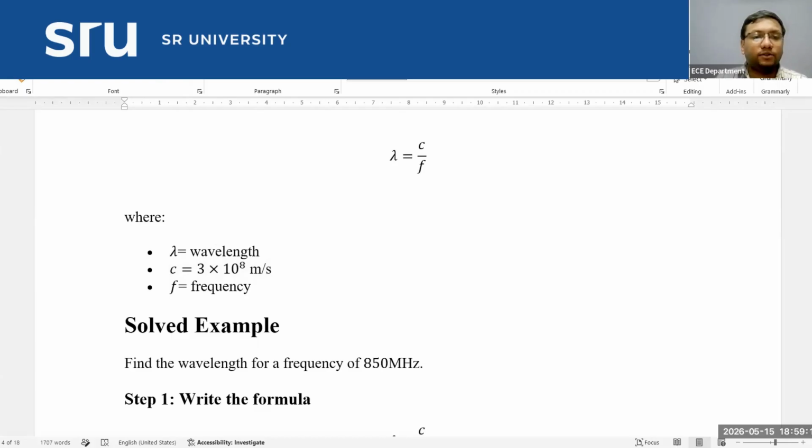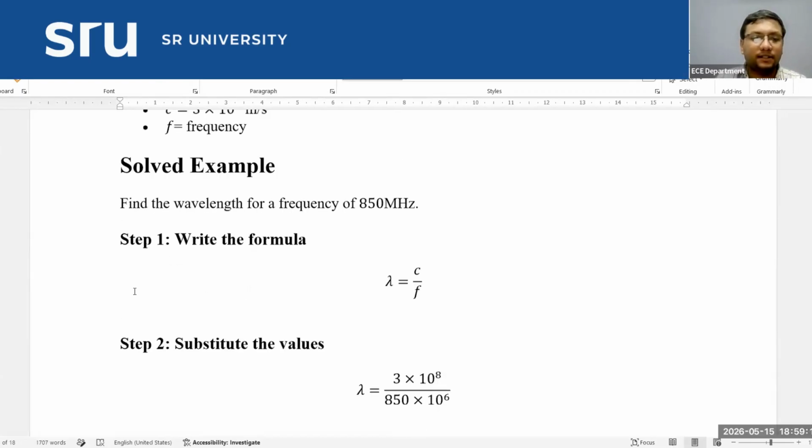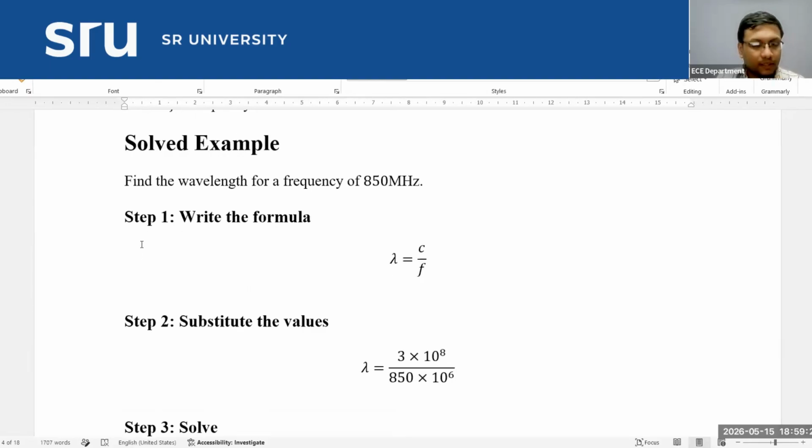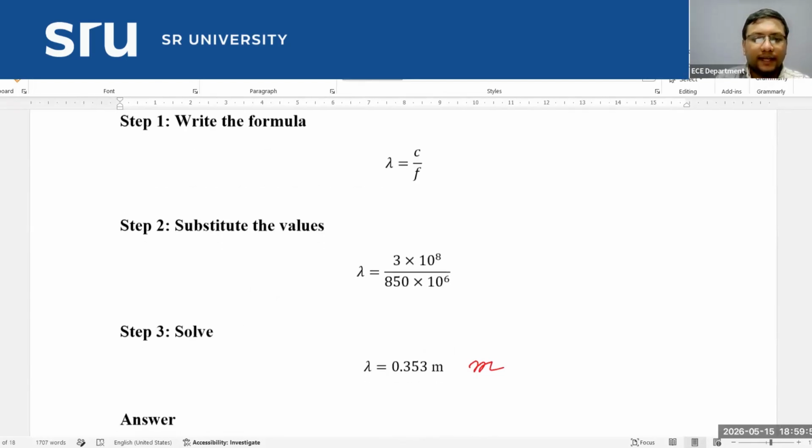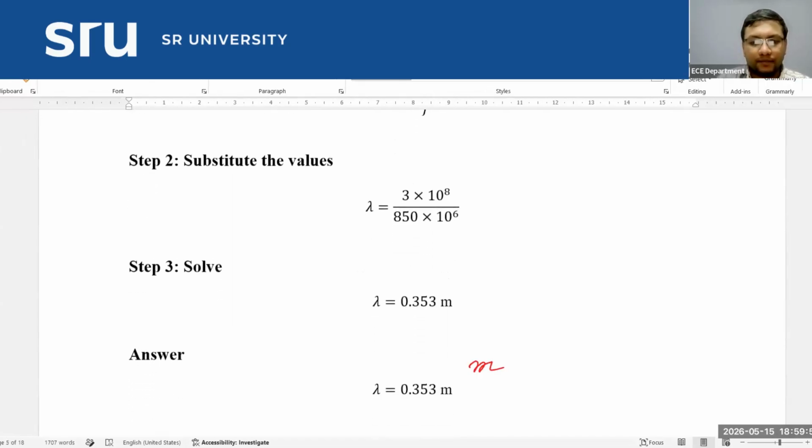So for example, find out the wavelength for a frequency 850 megahertz. So how to do that? We know that c is equal to 3 into 10 to the power 8 meter per second. So I am writing 3 into 10 to the power 8, and 850 megahertz, so 850 into 10 to the power 6. Definitely this unit will be meter. Now if I solve this, then I will get 0.353 meter.